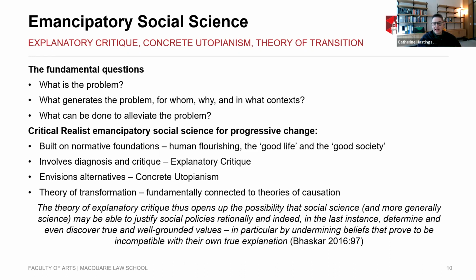And there's a number of principles within critical realism where people talk about what it means to do emancipatory social science for progressive change. And I'll just talk about some of those things that come up. The first is that critical realist research is by necessity, by definition, built on normative foundations. So it really is about understanding human flourishing, understanding what makes a good life, what makes a good society, how do we build better social worlds in which to live.